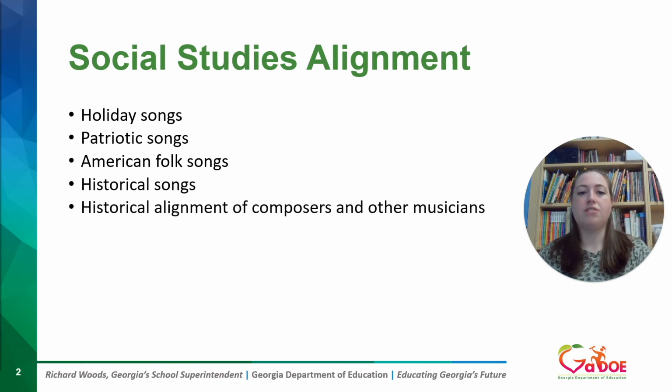You can also talk about the historical alignment of composers and other musicians. I often show pictures of composers like Franz Joseph Haydn, and the students will notice that he's wearing a white wig, and they say he looks like George Washington, and will make that connection that they were alive at roughly the same time, and that was very much the style of the day. It wasn't just isolated in one country or one person. It was a very widely spread fashion, and you can make those connections with other points in history as well.